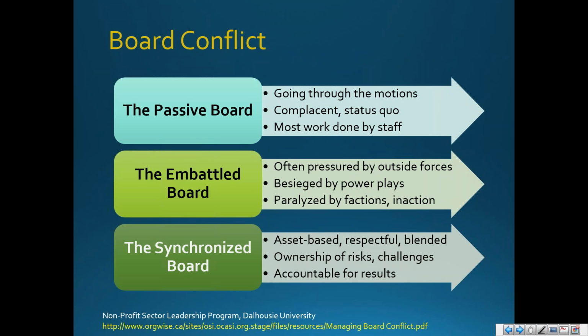To close out our presentation, the slides on board conflict had some great summaries from the nonprofit leadership program at Dalhousie University. It talks about board conflict. There were basically three areas. One is the passive board. The passive board is really just going through the motions. There's a lot of complacency on the board. Most of the work done in an organization with a passive board is done by the staff and the executive director, right?